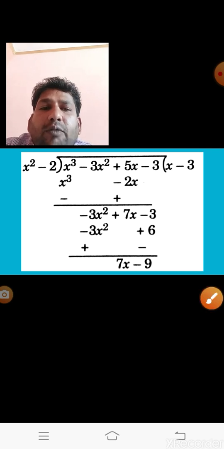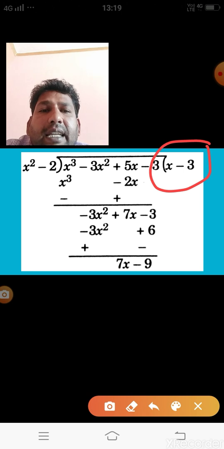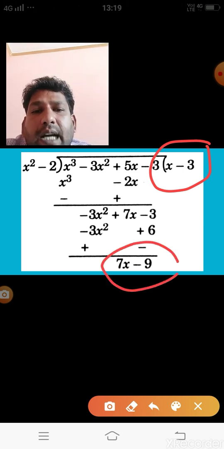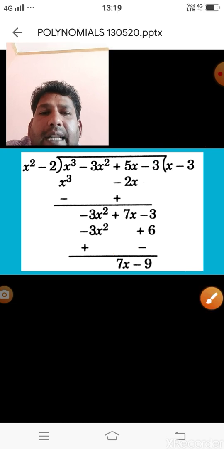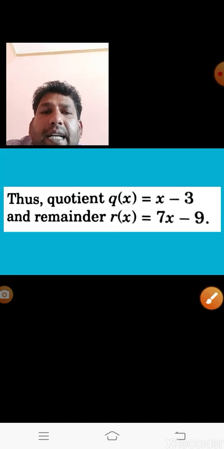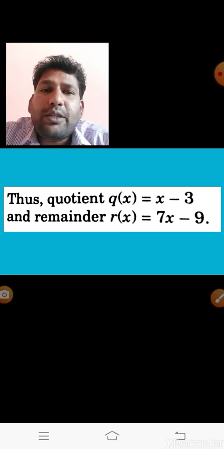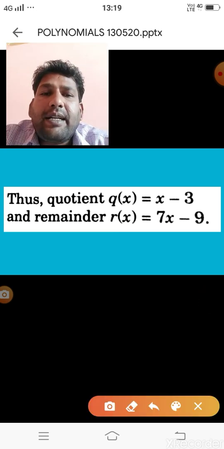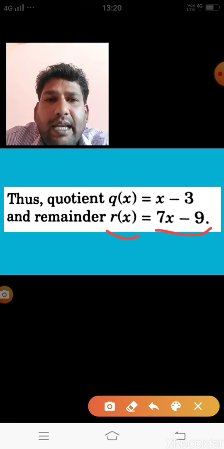It means that the required quotient we get is x minus 3, and the required remainder is 7x minus 9. At last we write the quotient and remainder. The quotient is x minus 3, which we represent by q(x), and the remainder we represent by r(x), which is 7x minus 9.